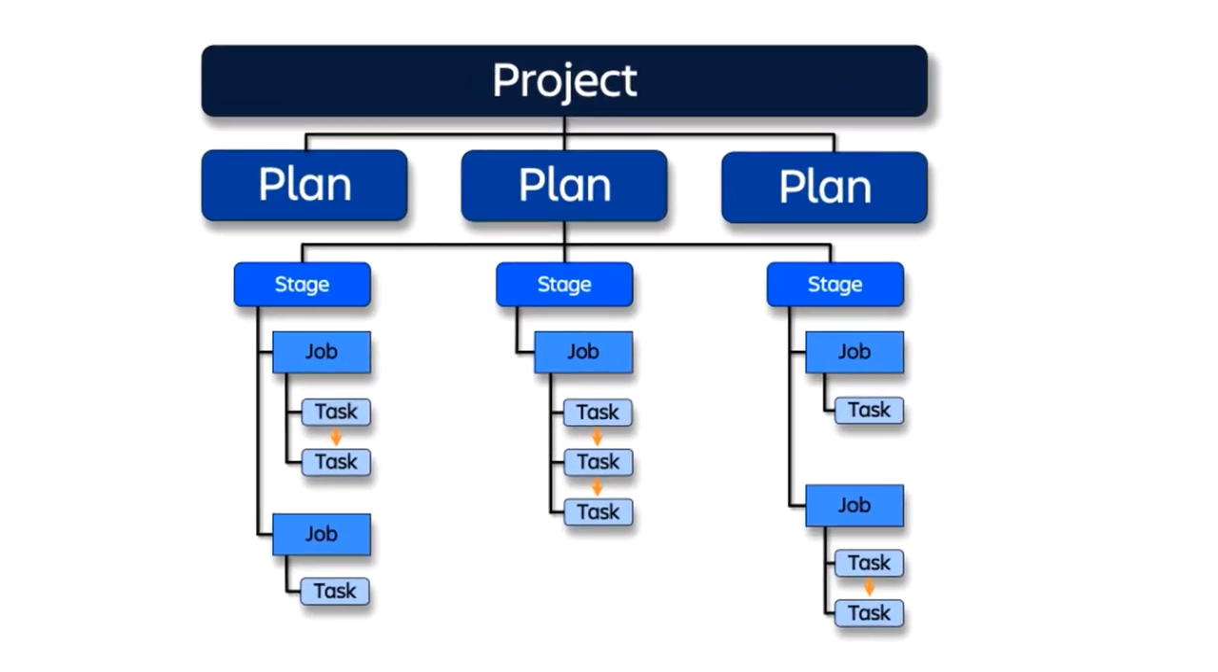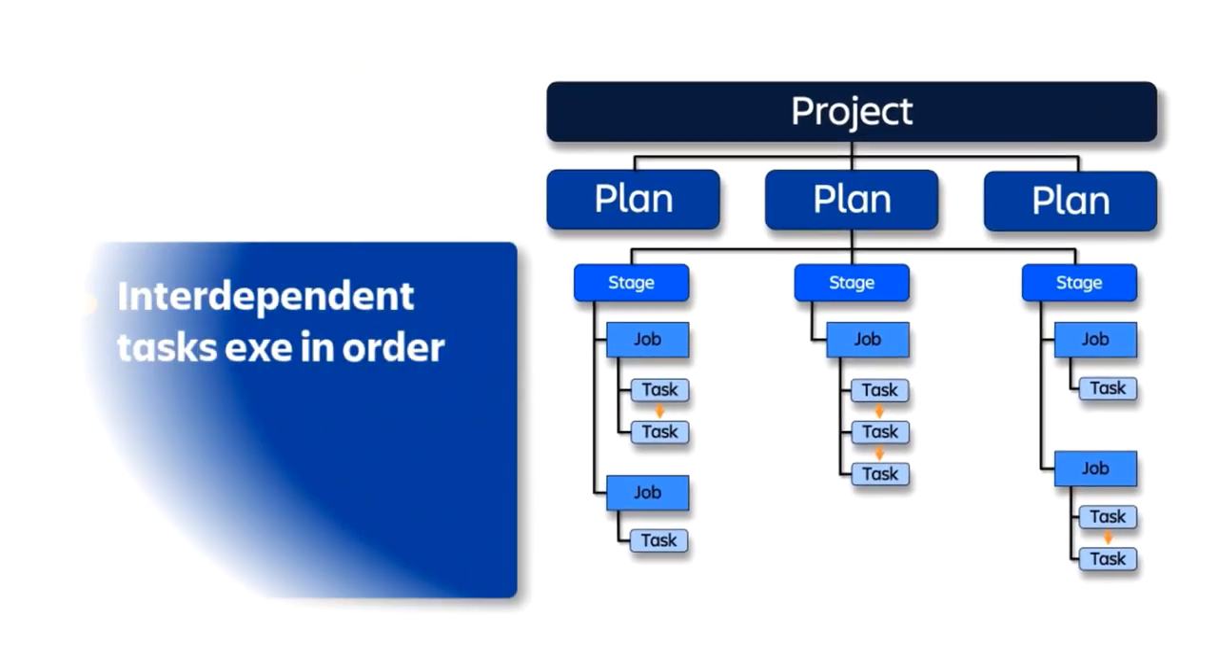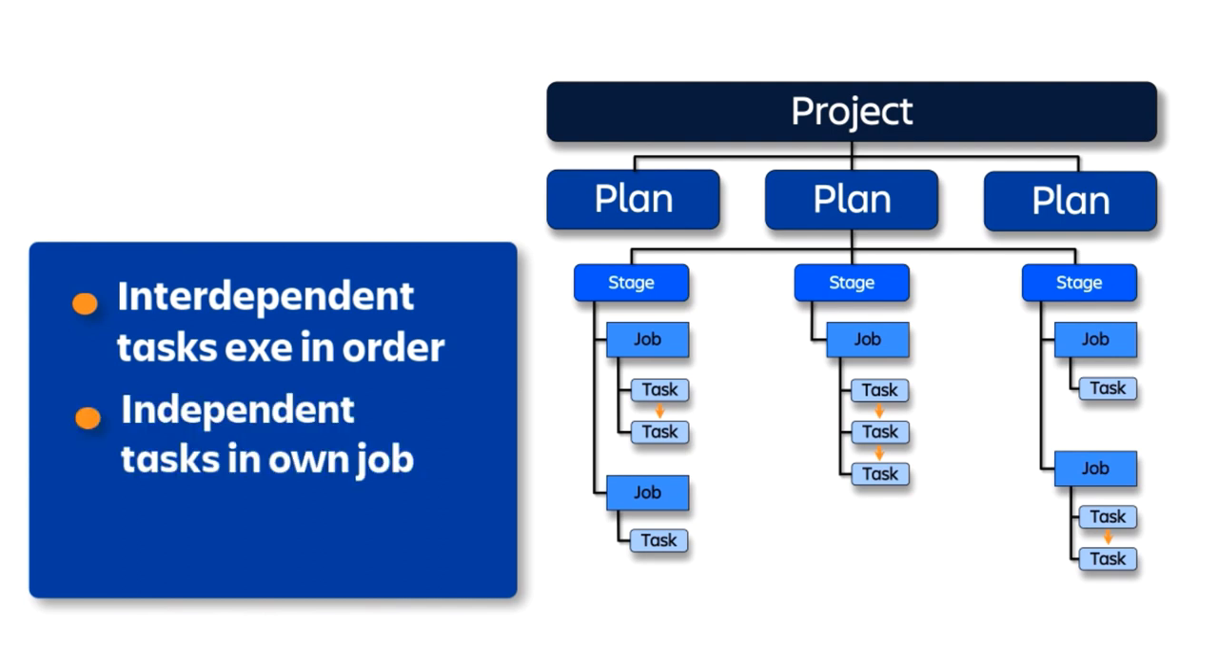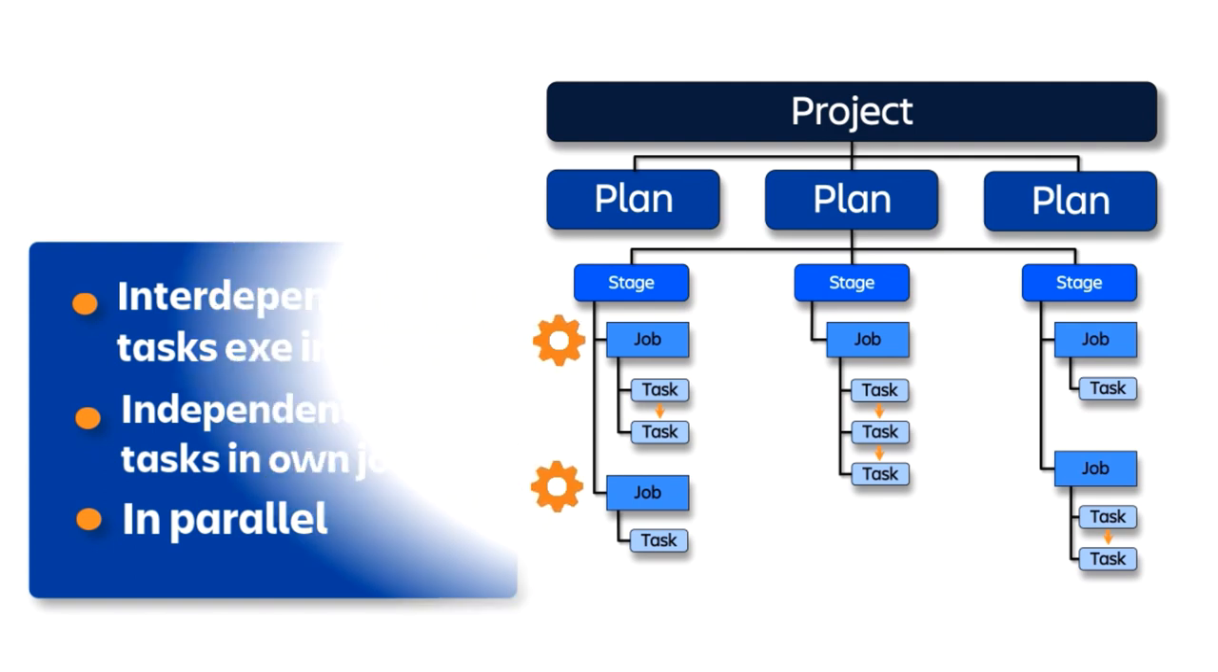Tasks live inside the next building block, which is a job. Jobs ensure interdependent tasks are executed in the correct order. Independent tasks live in their own jobs. Jobs are how you tell Bamboo in what order your tasks must be run. Jobs execute in parallel in their own container called a stage.